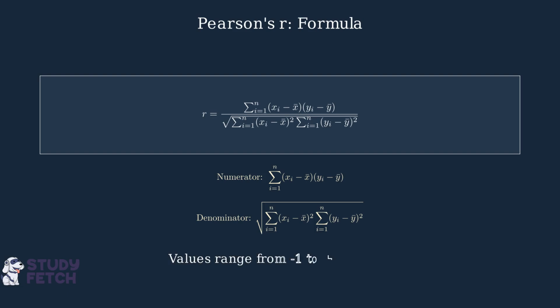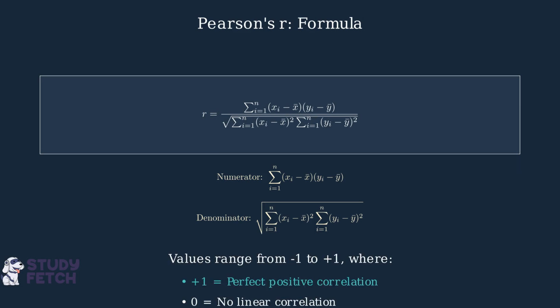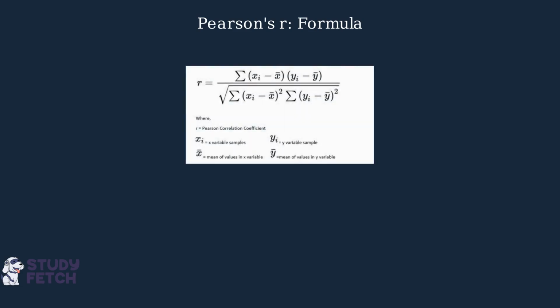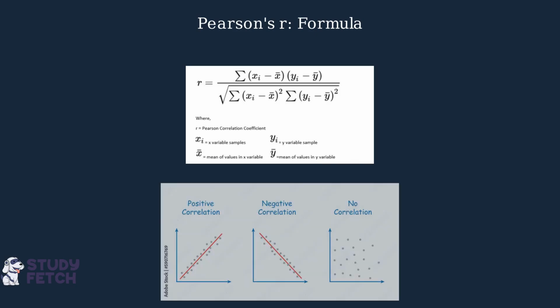Pearson's R values range from -1 to +1, with different values indicating different relationships. Here's another representation of the formula that you might find in statistics textbooks. These scatter plots show examples of positive correlation, negative correlation, and no correlation between variables. Understanding Pearson's R formula is essential for properly interpreting correlation results in your data analysis.